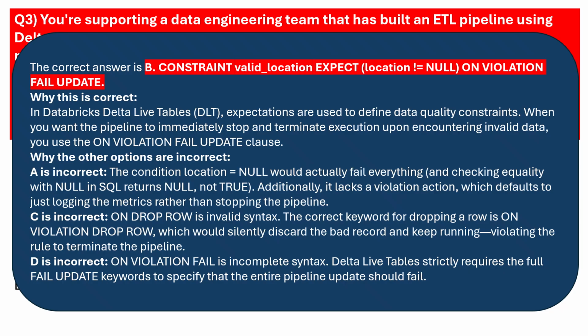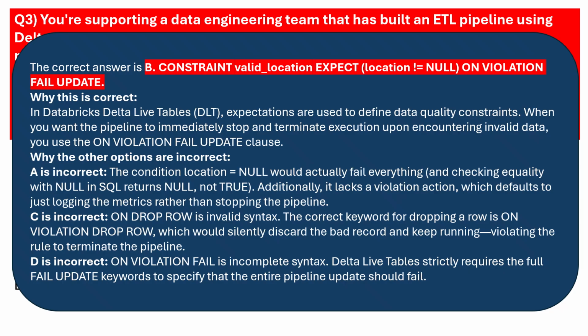Why this is correct. In Databricks Delta Live Tables, DLT, expectations are used to define data quality constraints. When you want a pipeline to immediately stop and terminate execution upon encountering invalid data, you use the ON VIOLATION FAIL UPDATE clause. Here is how the syntax breaks down for your exact business rule. SQL: CONSTRAINT valid_location EXPECT (location IS NOT NULL) ON VIOLATION FAIL UPDATE. Note, while IS NOT NULL is standard SQL syntax for checking nulls, FAIL UPDATE is the exact operational keyword combination DLT uses to halt the pipeline.